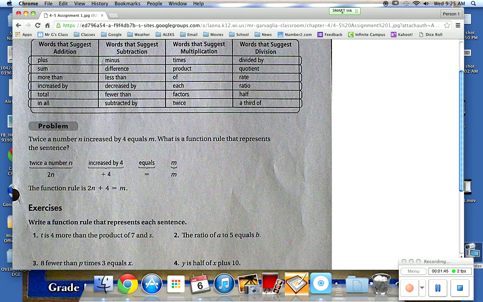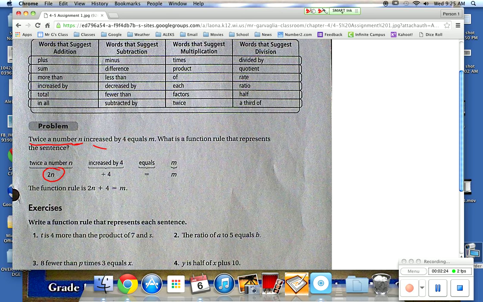Let's take a look at this statement here. Twice the number n increased by 4 equals m. What is the function, the rule that represents the sentence? In other words, what is the equation that represents the sentence? Well, we're going to break this down. Twice a number means what? 2n, right? Twice a number. We're going to multiply that number by 2. So we're going to take n right here and multiply it by 2.